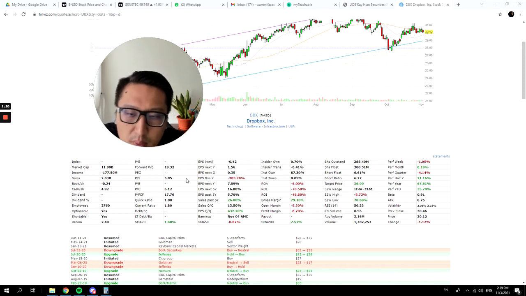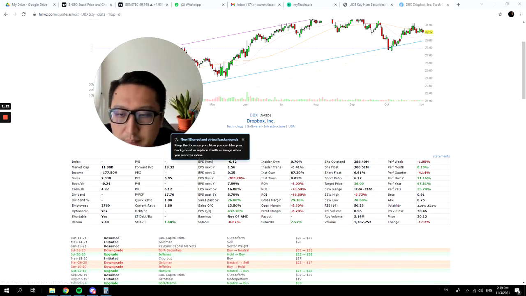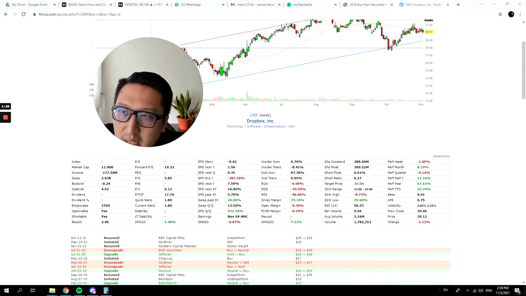So a little bit about forward PE. This is Dropbox on the website Finviz, which I think only encompasses US stocks. I mostly use it for US stocks. Now, what do you do when you have a forward PE of 19? What do you do, and what does it tell us?